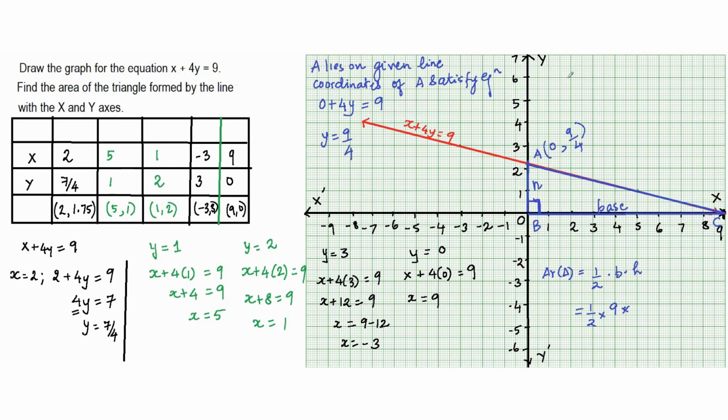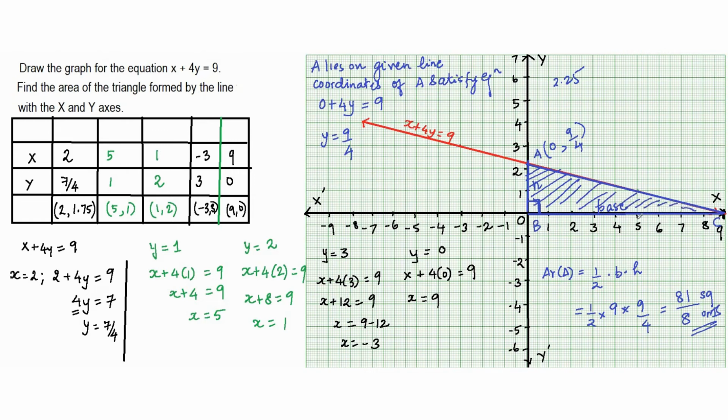In decimals, 9 by 4 is 2.25. You will notice that this point is exactly at 2.25. It is between 2 and 2.5. So therefore the height is 9 by 4, and therefore the area of this particular triangle is 81 by 8 square units. This is how I can find the area of this given triangle.